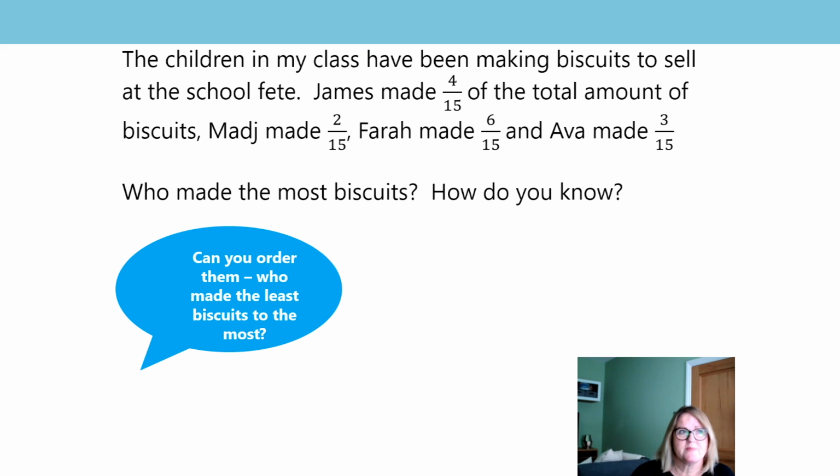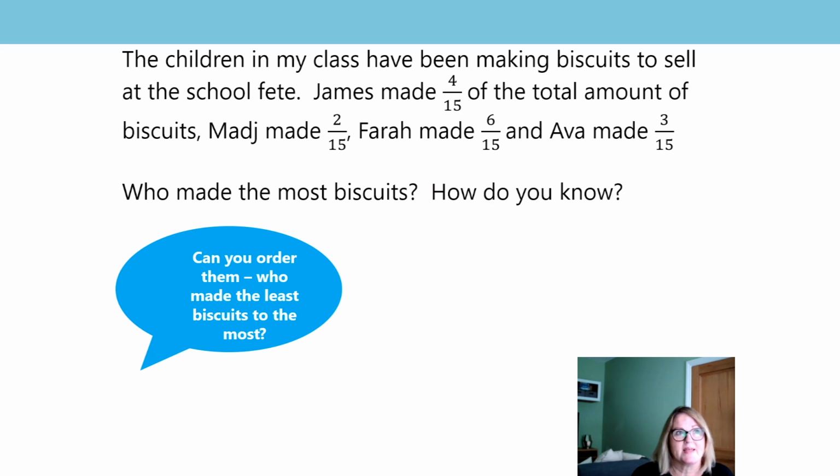What are you doing to decide who made the most amount of biscuits? Okay, now what do we need to notice? We need to notice that all of the fractions have the same denominator. So now we can compare the fractions by looking at the size of the numerator. Okay, I think that I'd like to order them first. It's asking me here, can you order them? Who made the least biscuits to the most? And that will help us to answer our question.